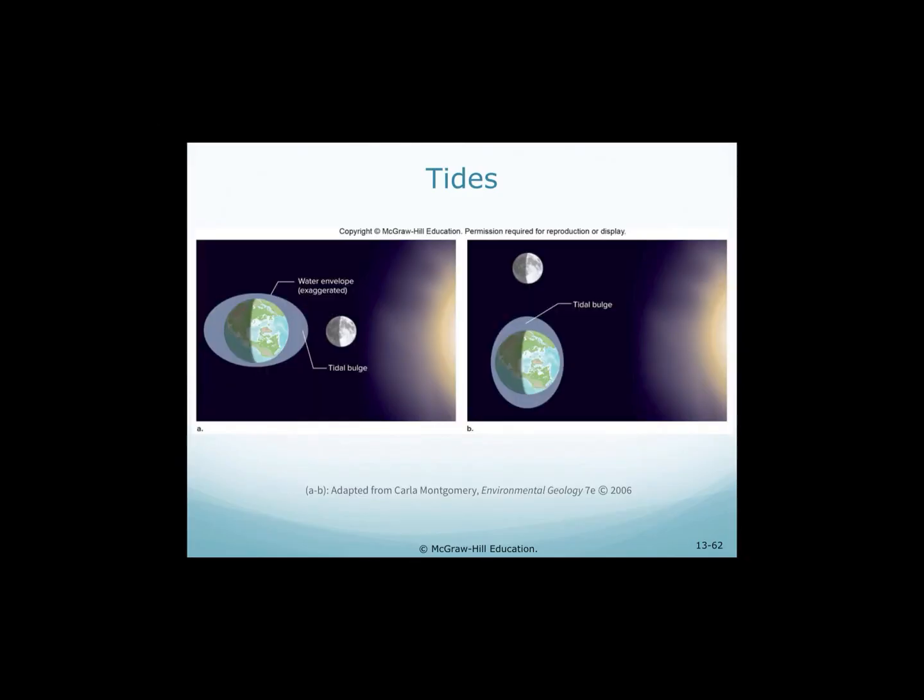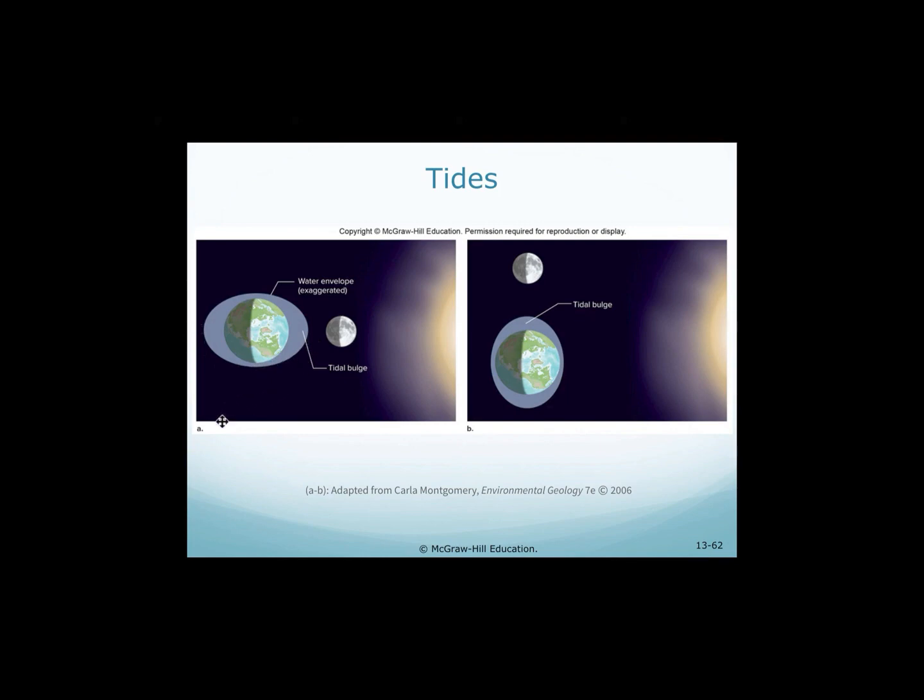The moon affects tides. The tides are changes in the sea surface height caused by the gravitational attraction of the moon and a little bit by the sun too. The water envelope is quite exaggerated. It's this egg-shaped section right here.